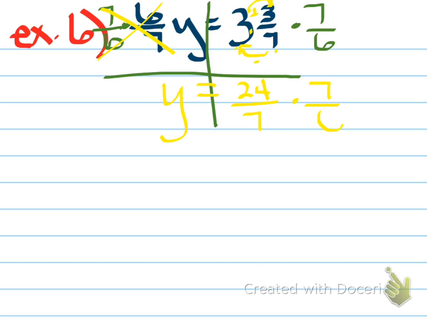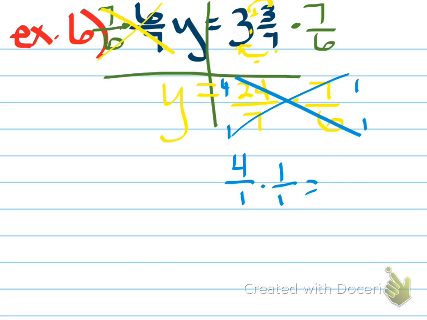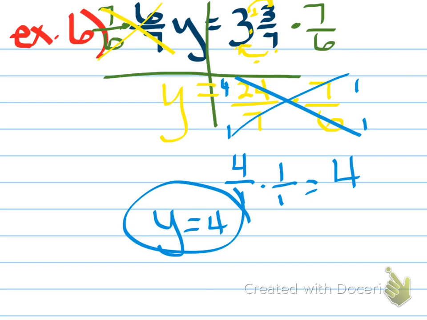Now we can multiply that times 7/6. We can do some cross simplifying, some fancy footwork. These 7s can cancel each other out. The 6 and the 24 can be divided by 6, and so I get 4 over 1. And so if I were to rewrite this, this is 4 over 1 times 1 over 1, which is obviously 4. So y equals 4 is my answer.